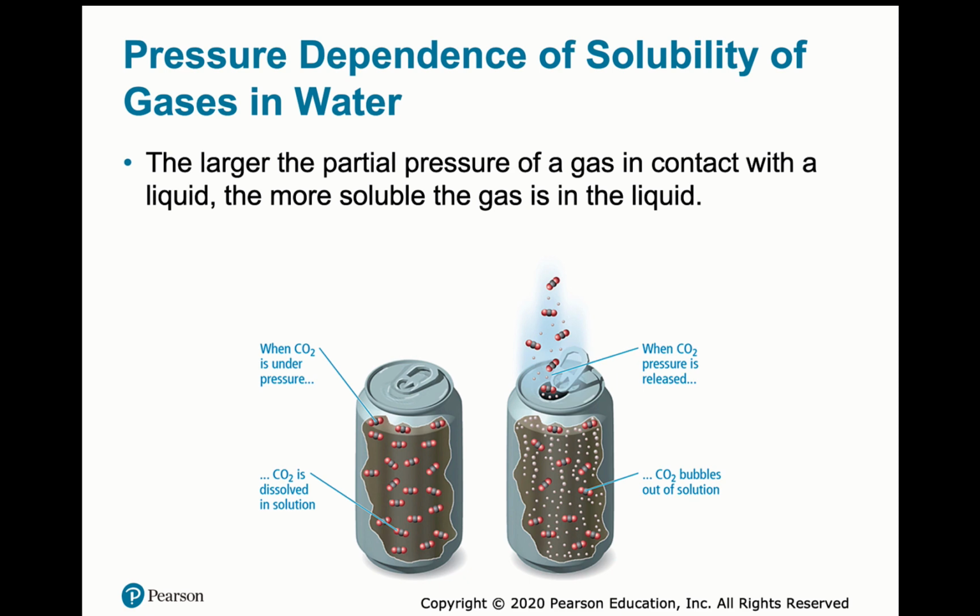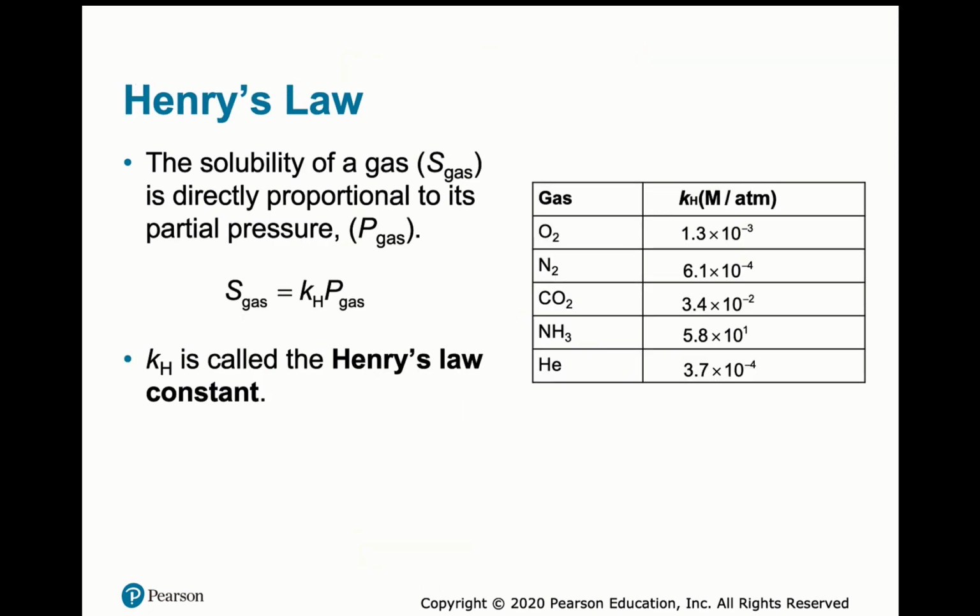Pressure dependence. Generally speaking, the higher the pressure, the more solubility. Many sodas, for instance, are pressurized under higher pressures, and then when they are exposed to atmospheric pressure, they become bubbly. A way to observe this is using Henry's law. Henry's law is the solubility of the gas equals the Henry's law constant times the pressure of the gas.